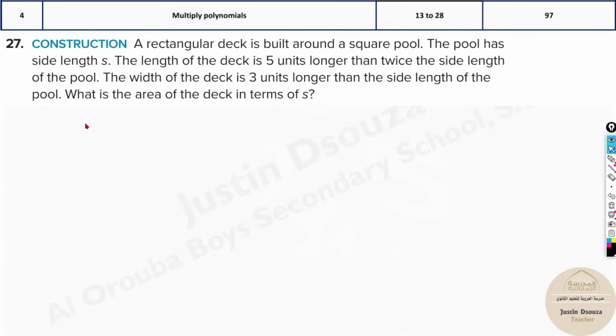A real world problem here, construction. A rectangular deck is built around a square pool. The pool has a side length S.